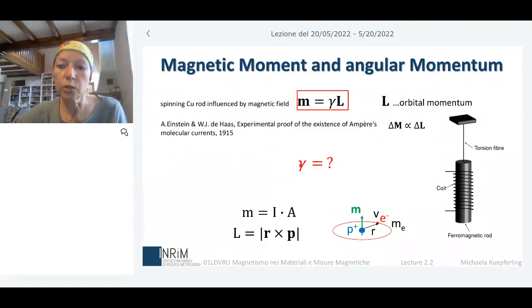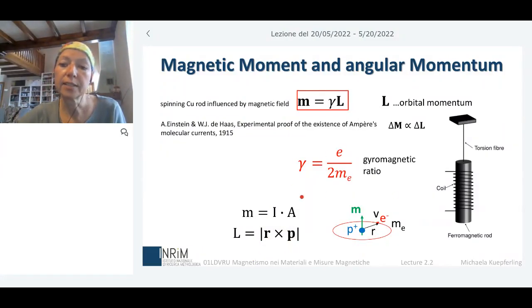So how can we calculate gamma? Simply starting from this idea that we have an electron moving around the nucleus, a positive nucleus, which could be a proton or something else, with a certain mass and a certain velocity at a certain radius. We can calculate the magnetic moment by considering I times A, knowing, of course, that L is equal to R cross P, the momentum. And in this way, I leave this to you at home, because I think it's very elementary.